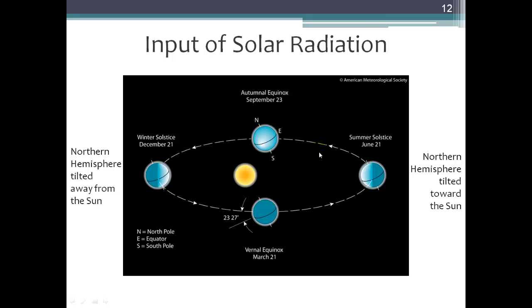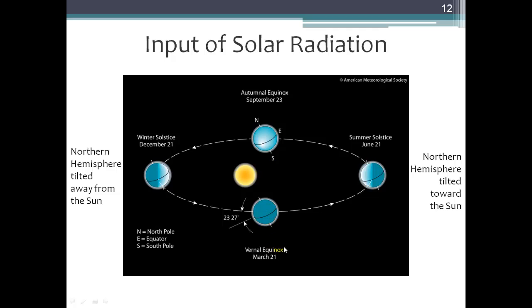So as the Earth travels around the Sun, there are 4 dates that are important. We'll start here with the vernal equinox, which is also the spring equinox. It occurs in March, around March 21st. Sometimes it's right on the 21st, but it's usually right around that date.